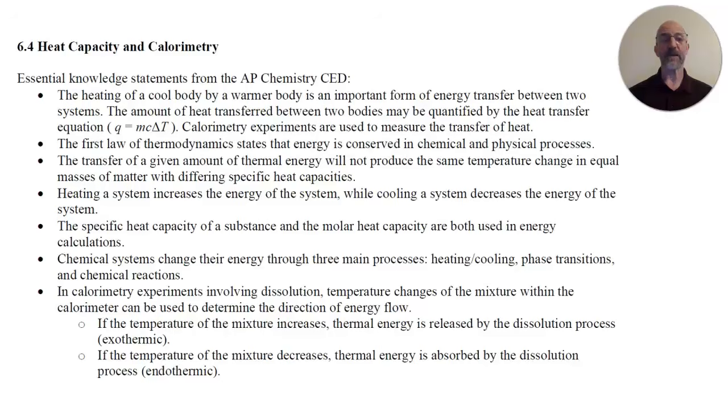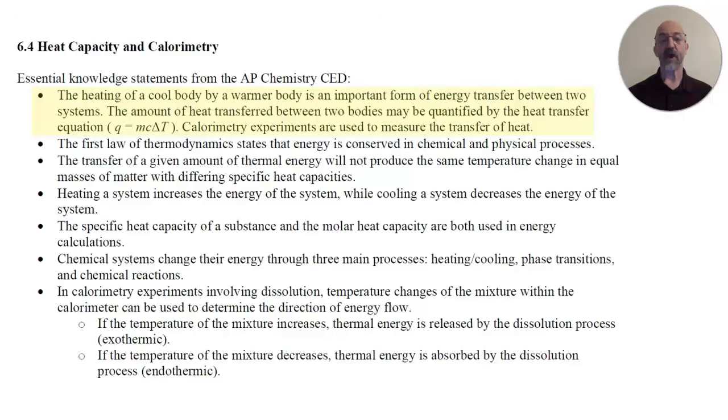Now it is time to move on to the review for topic 6.4, heat capacity and calorimetry. Here are some essential knowledge statements from the AP Chemistry course and exam description. The heating of a cool body by a warmer body is an important form of energy transfer between two systems, and the amount of heat transferred between two bodies may be quantified by the heat transfer equation Q equals M times C times delta T.